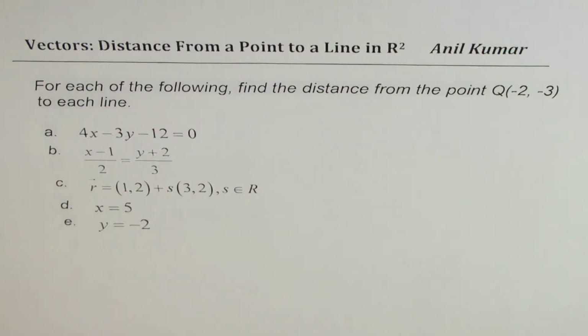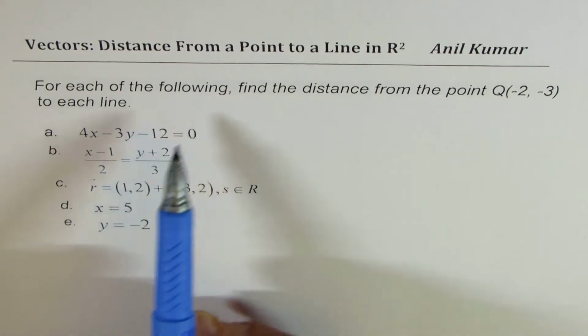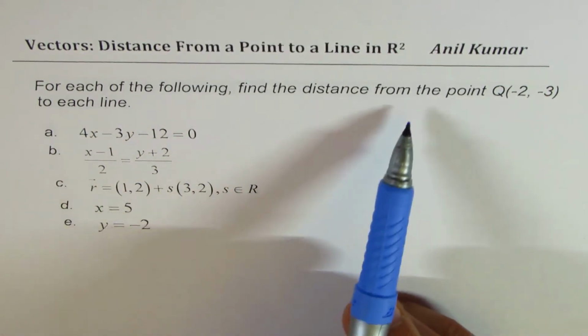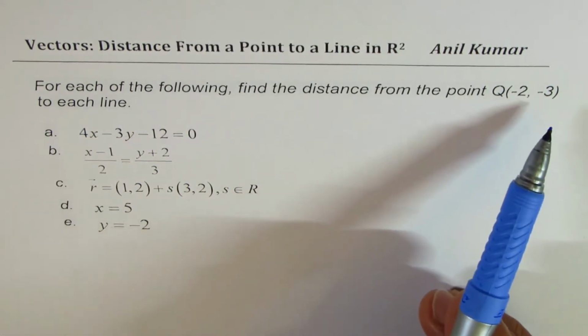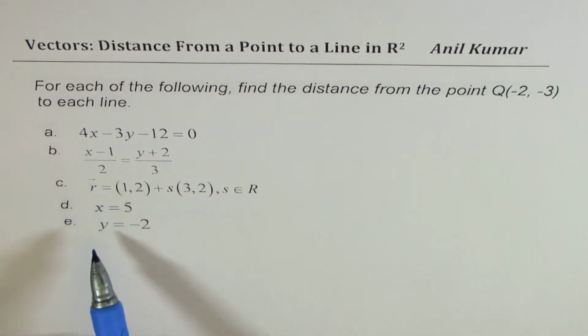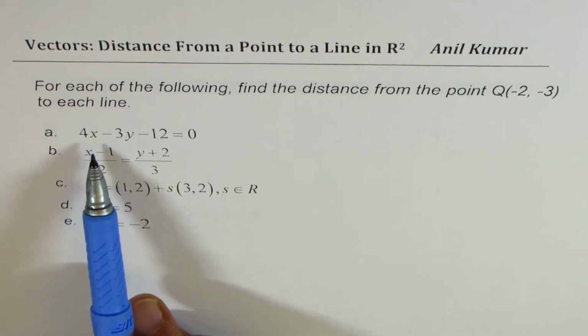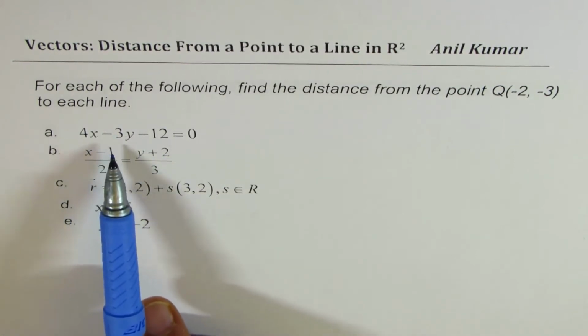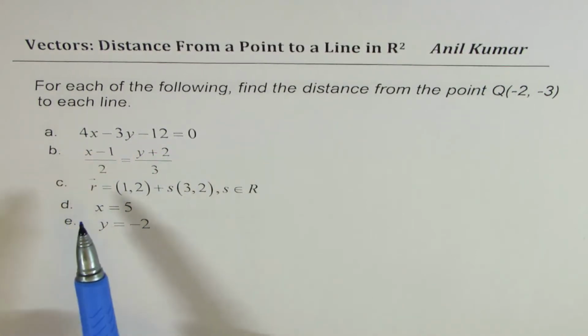I'm Anil Kumar. In this video, we'll learn how to find the distance from a point to a line in R2. The question here is, for each of the following, find the distance from the point Q(-2, -3) to each line. So we have lines in different forms. The first one is the Cartesian equation, 4x - 3y - 12 = 0.